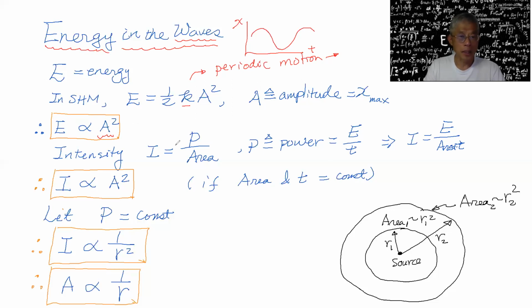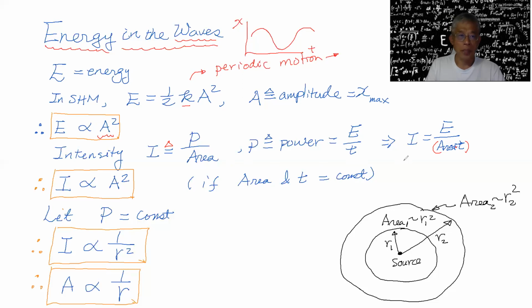Now intensity is defined as power divided by area. Power is capital P, and we are not going to use A for area because A is being used for the amplitude, so we're just going to say area here. Power is energy divided by time, or energy consumed in a time interval. So you plug this E divided by time in, and intensity I is equal to energy divided by area, and also divided by time.